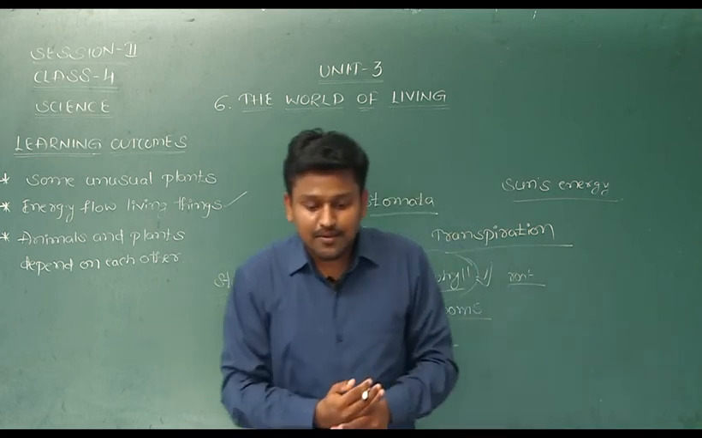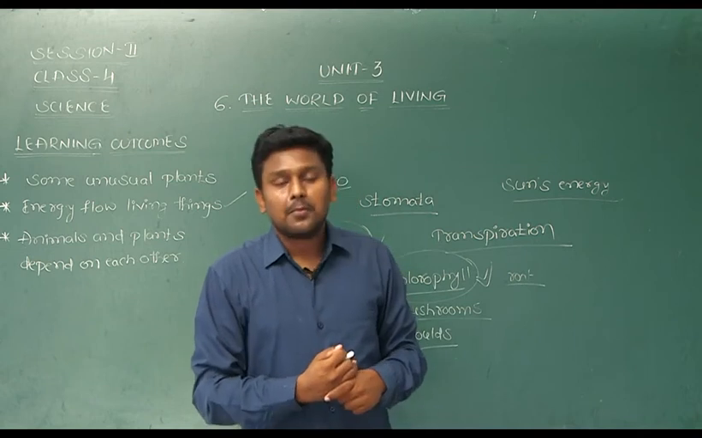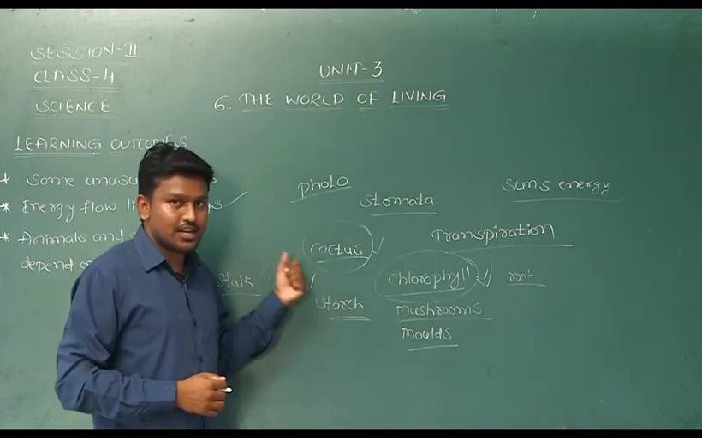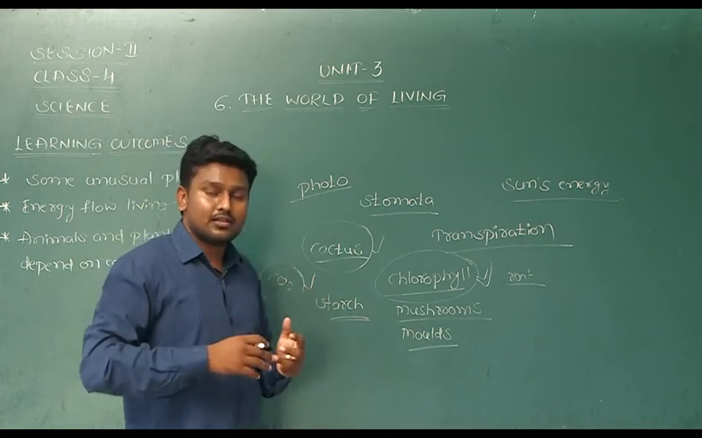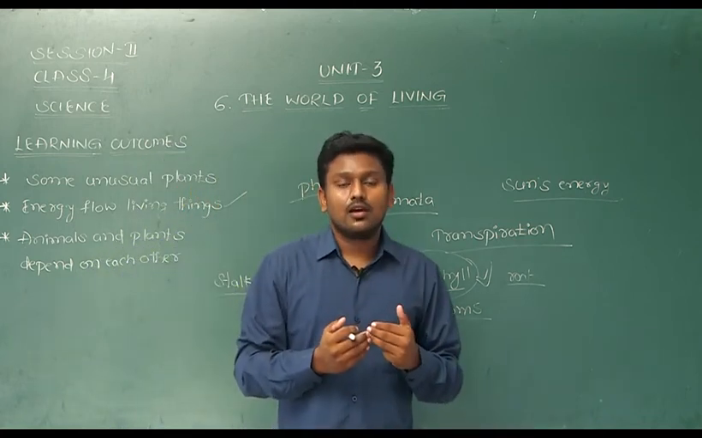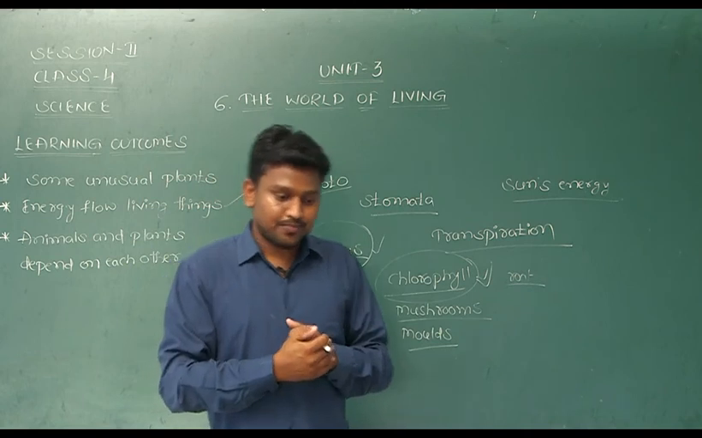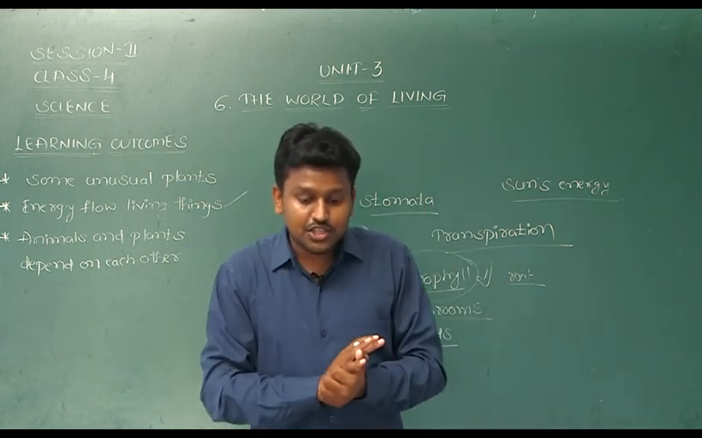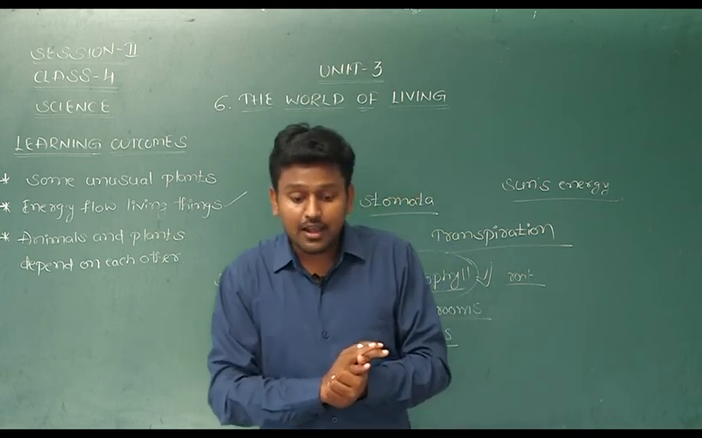The green stems make food for the plant. For example, cactus. Cactus is an example for this statement. So the green part, the green stem of the cactus, it can produce the food. So this statement is correct. True.